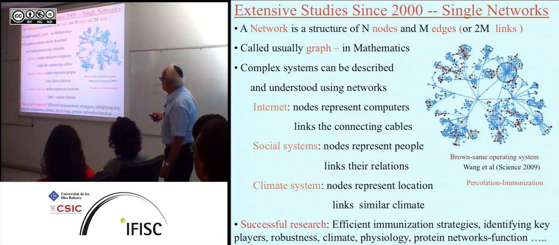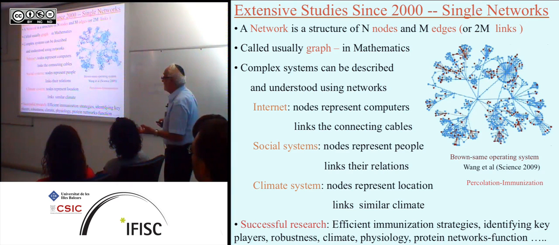But what is a network? A network consists of n nodes and m edges, or 2m links. And in mathematics, the word for network is graph. In mathematics, we have called it for many years a graph, graph theory. Now, complex systems, why are networks important? Because we can describe many complex systems by networks.